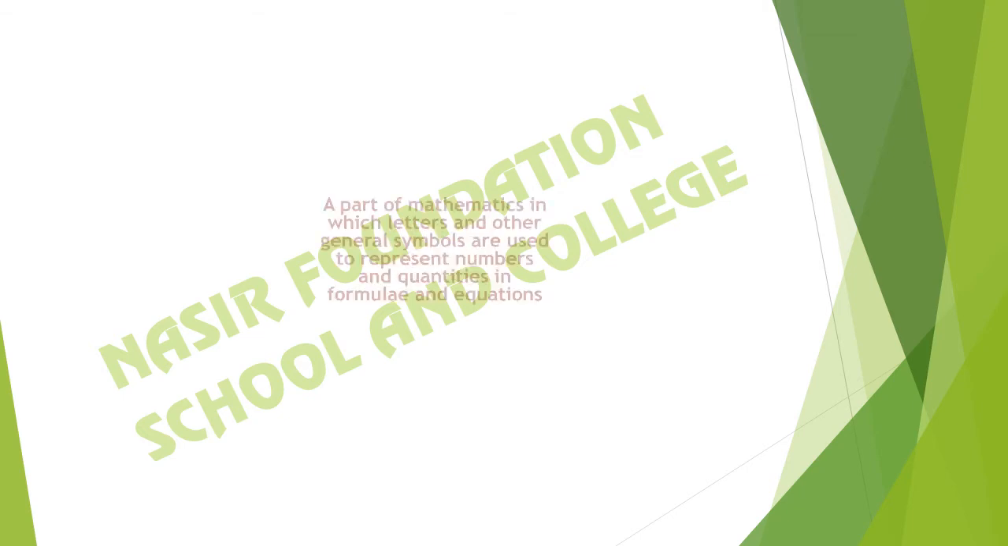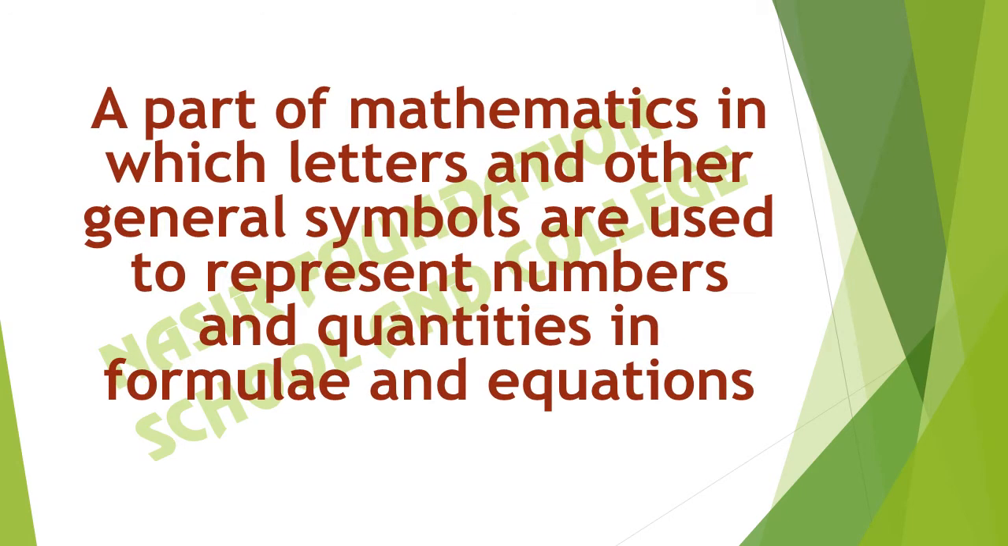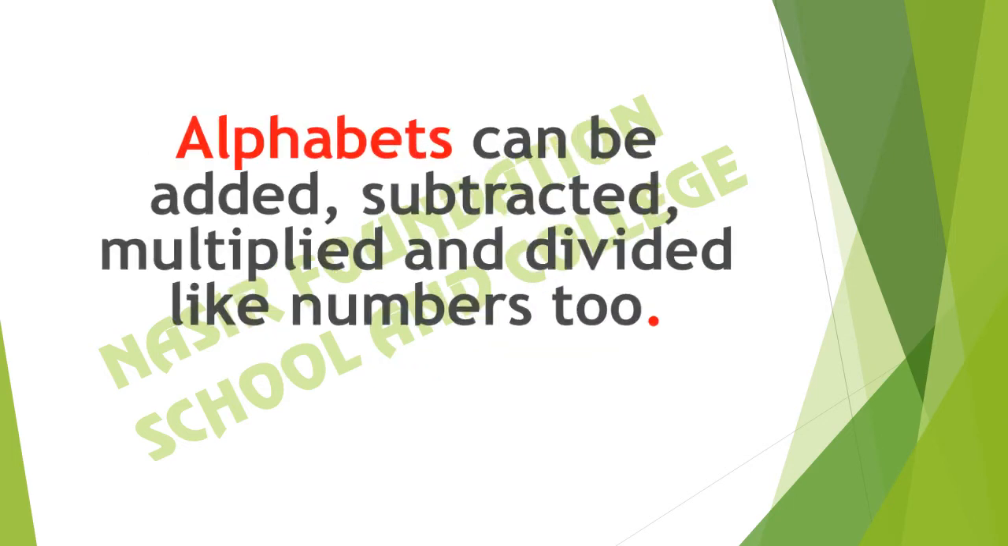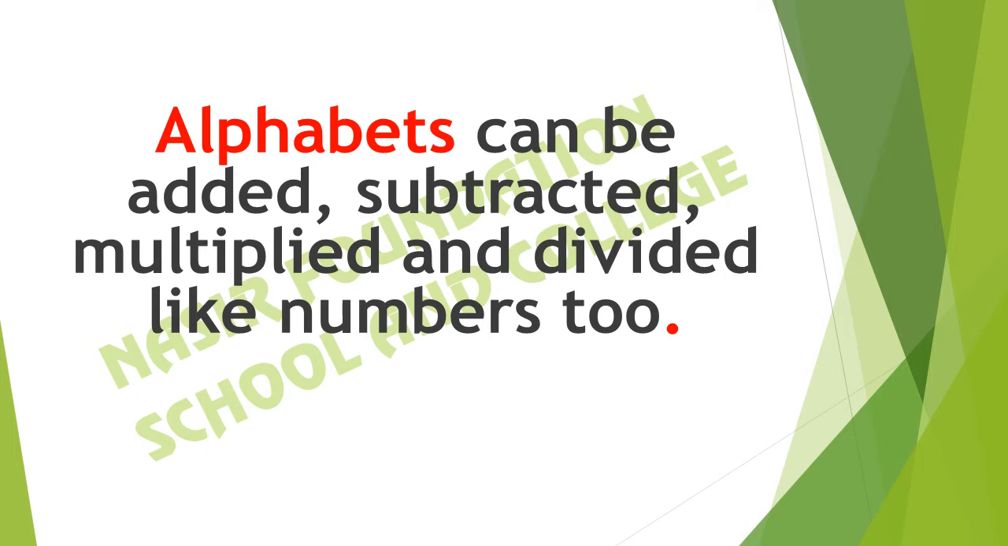What is algebra? A part of mathematics in which letters and other general symbols are used to represent the numbers and quantities in formulas and equations. Alphabets are used as numbers in algebra. From A to Z we can use any alphabet. Alphabets can be added, subtracted, multiplied and divided like numbers too.